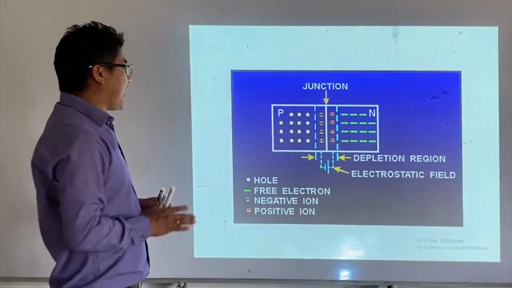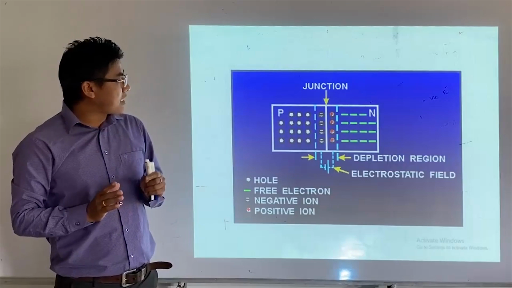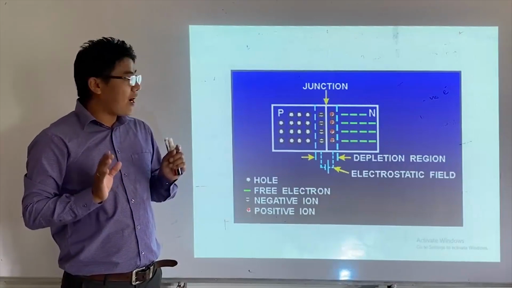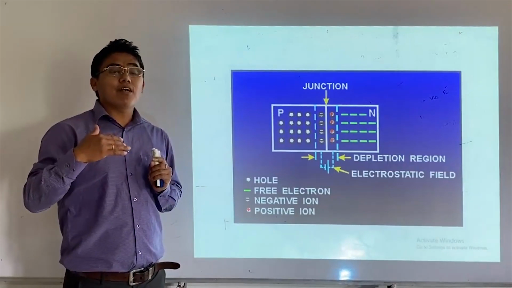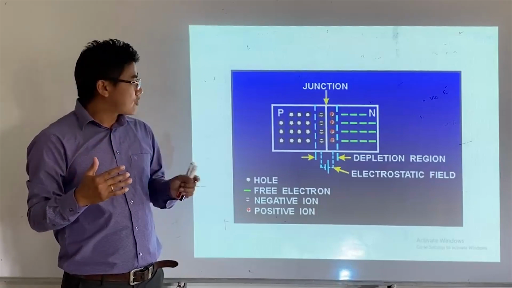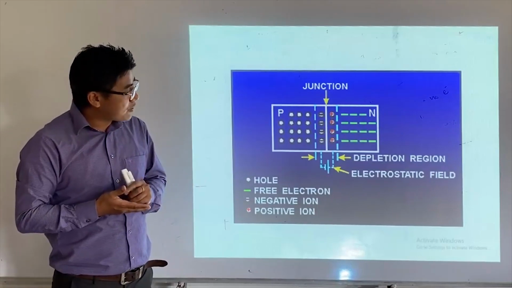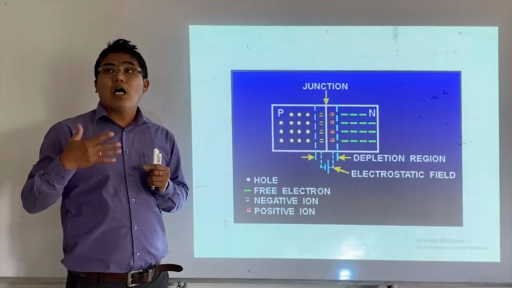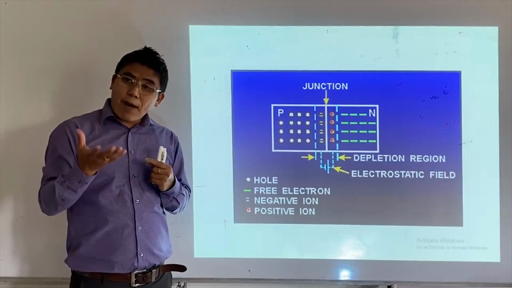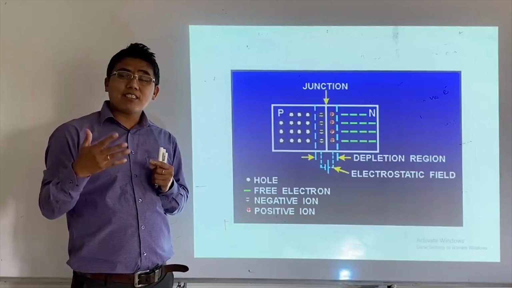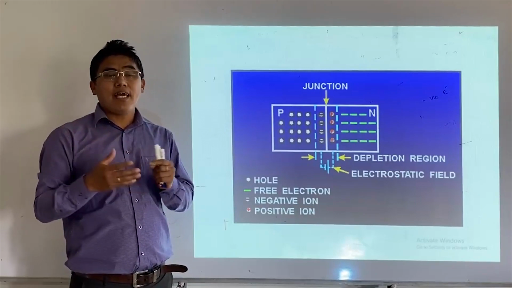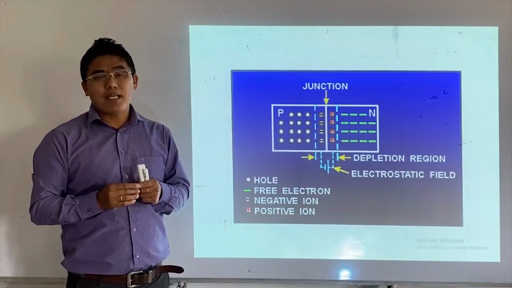So with this I'm going to stop right now. What we have done is the formation of the PN junction diode. Next class we are going to discuss the biasing, forward bias and reverse bias, and then the applications of the PN junction diode.